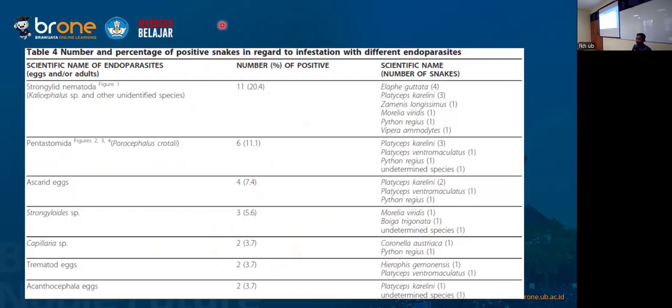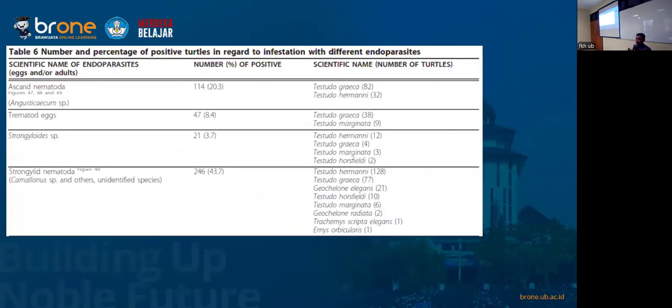Okay. And then this one is my last slide here. So you should know that in the turtle, you can find ascarid nematode, strongyloid nematode, and strongylid nematode. Okay, take a note, please. You should know it.